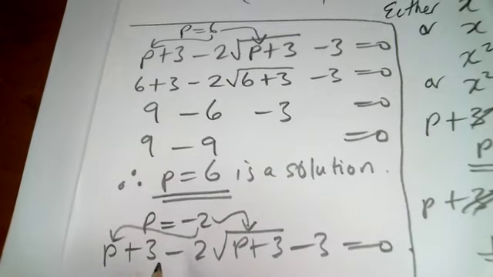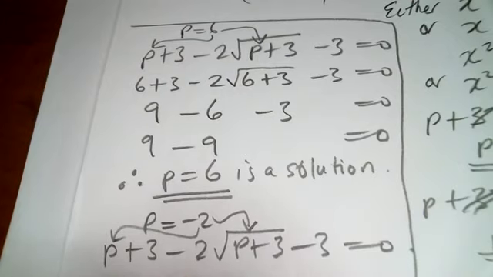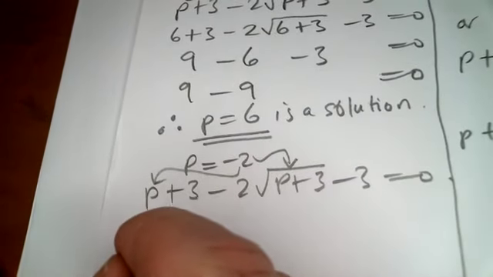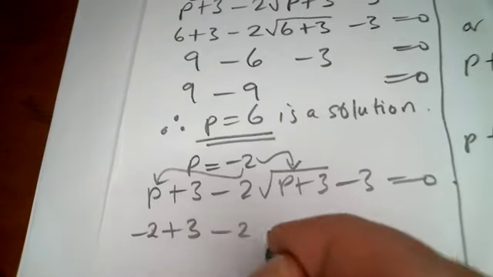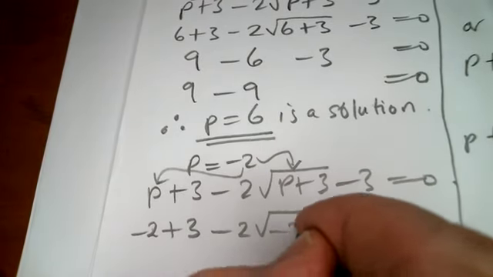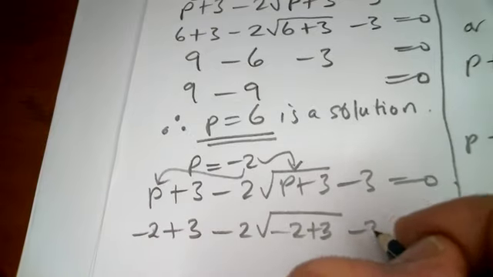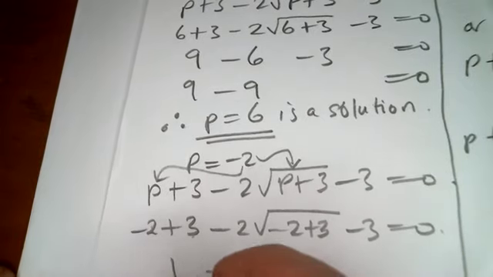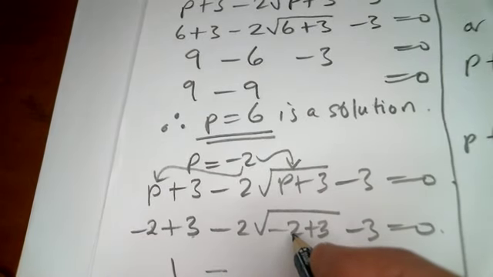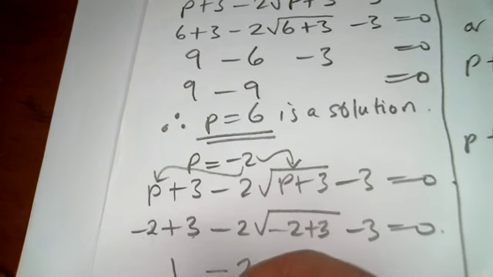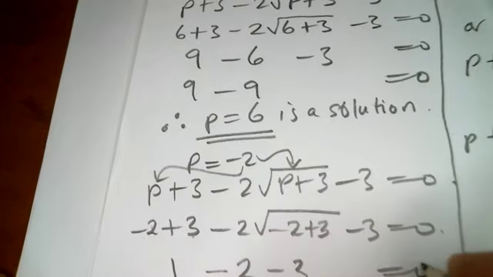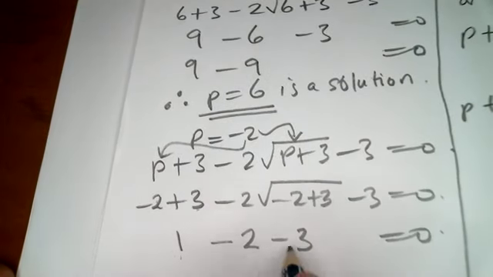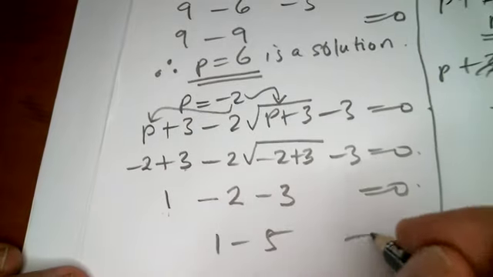So I've got negative 2 plus 3, I made p negative 2, minus 2 times the square root of negative 2 plus 3, minus 3 is equal to 0. Well, negative 2 and 3 is going to be 1, minus 2 times the square root of 1. The square root of 1 is 1, so it's going to equal 1 minus 2 minus 3 equals 0. So I've got effectively 1 minus 5 is equal to 0.